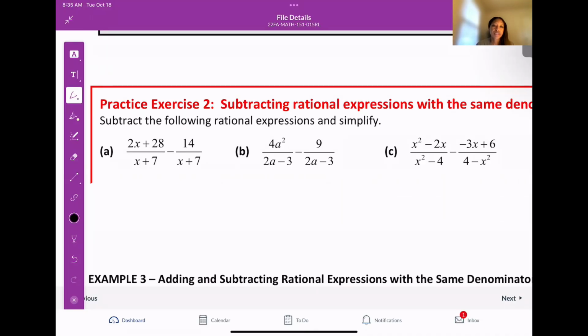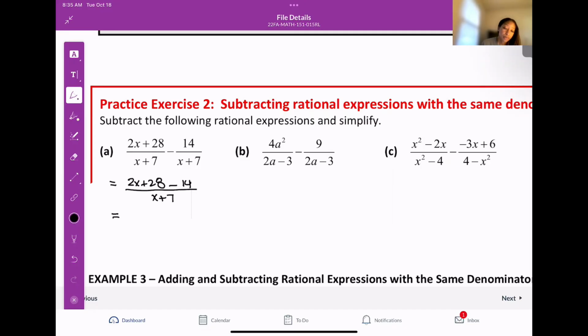So for part A, we're just subtracting a 14, that's not bad. For part B, we're just subtracting a 9. But for part C, you'd have to subtract that negative 3x and subtract the 6. So make sure you subtract every term in the second numerator. Let's go through and do these examples so you can see what I mean. So for the first one, 2x plus 28 over x plus 7 minus 14 over x plus 7. This would be 2x plus 28 minus 14 over x plus 7.